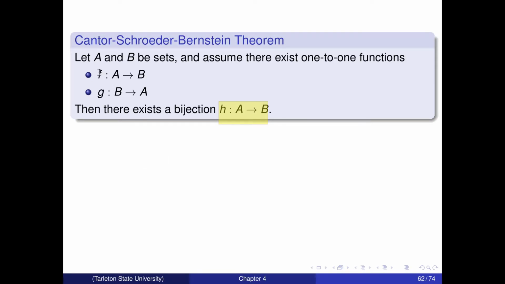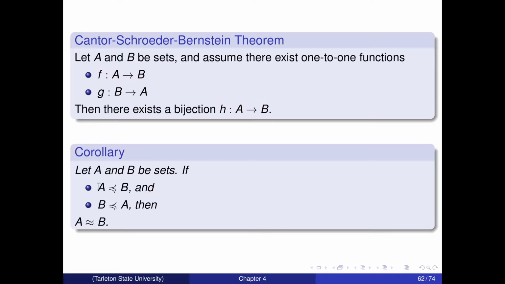Now, what does this really tell us for our purposes today? If there's a one-to-one function f from A to B, that means by definition that the cardinality of A is less than or equal to the cardinality of B. And if there's a one-to-one function g from B to A, that means the cardinality of B is less than or equal to the cardinality of A.